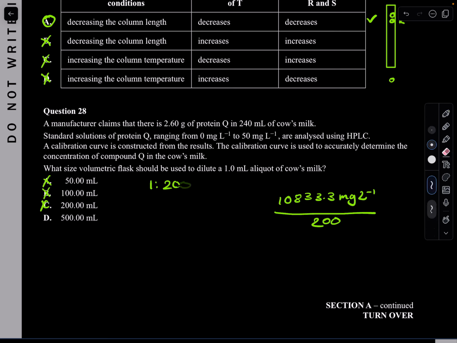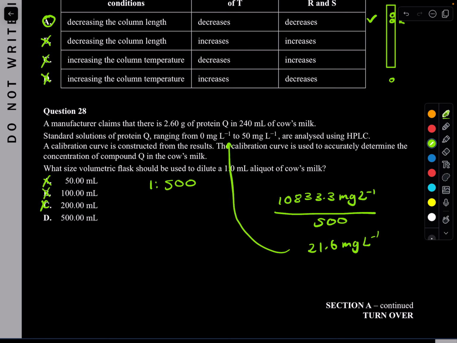Now let's just double check D. If we do 1 to 500, so the dilution factor is basically 500, you get, yes, 21.6 milligrams per liter, which is in this range. That's actually going to be very useful. So D would be the answer.